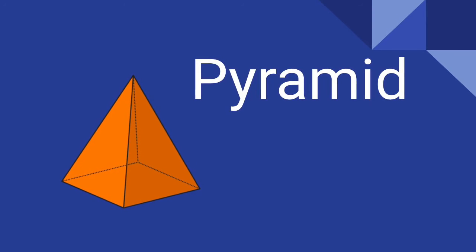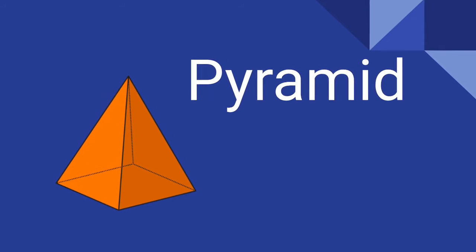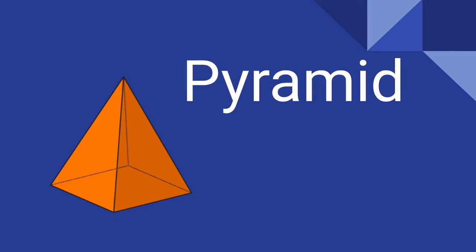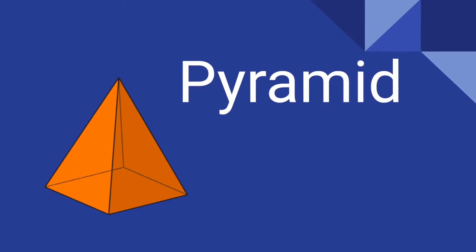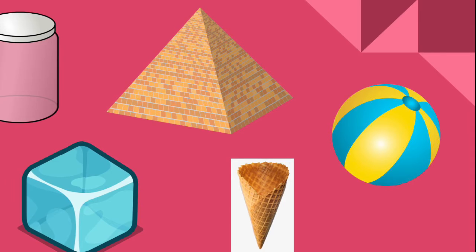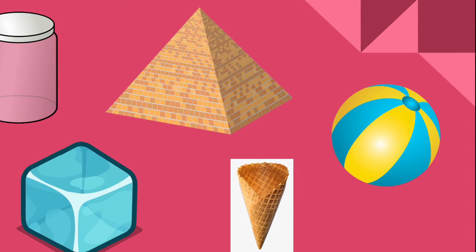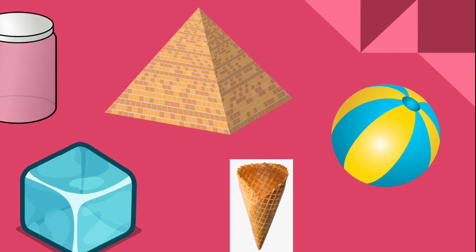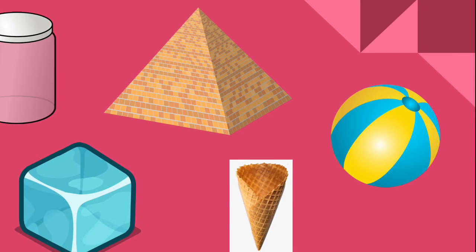Last, we have the pyramid. The pyramid has a square on the bottom and triangles on its side, which come up to a point. 3D shapes are in the world all around us. These are some examples of some 3D shapes that you may have seen before.